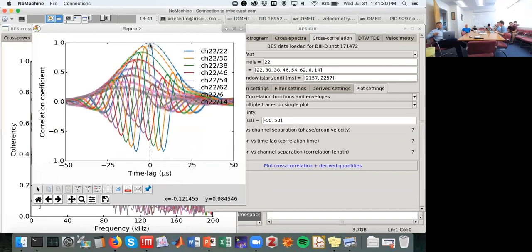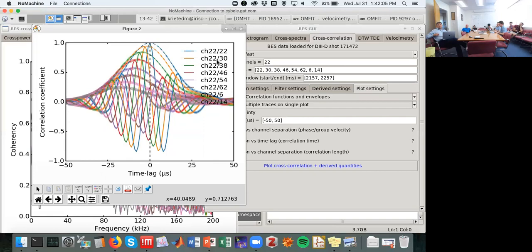Basically this function is a measure of how correlated the turbulence is between two channels as a function of time, shifting one channel's data relative to the other. You can see this autocorrelation function, this blue one, peaks at a time lag of 0. That is always true for autocorrelation functions. That tells you the turbulence is maximally correlated with itself when you don't shift the signal with respect to itself at all.